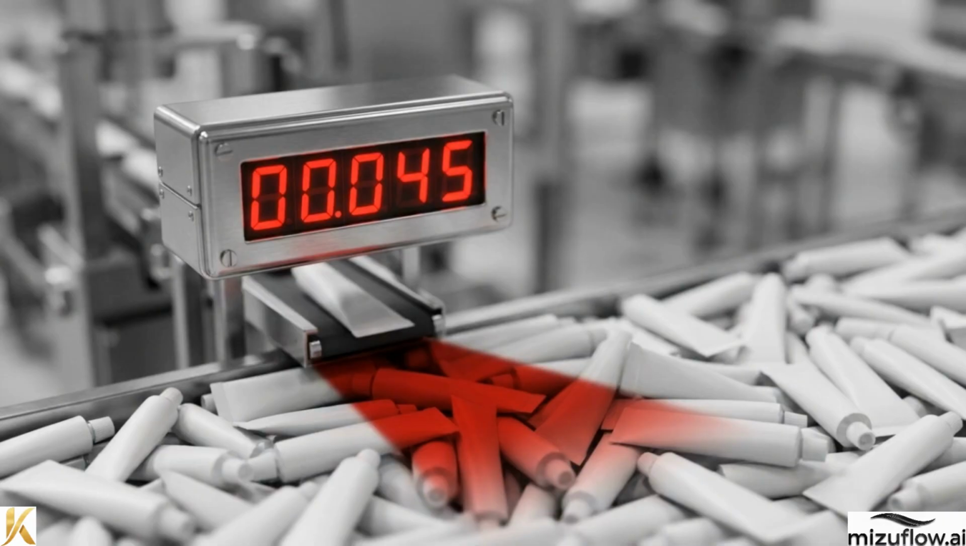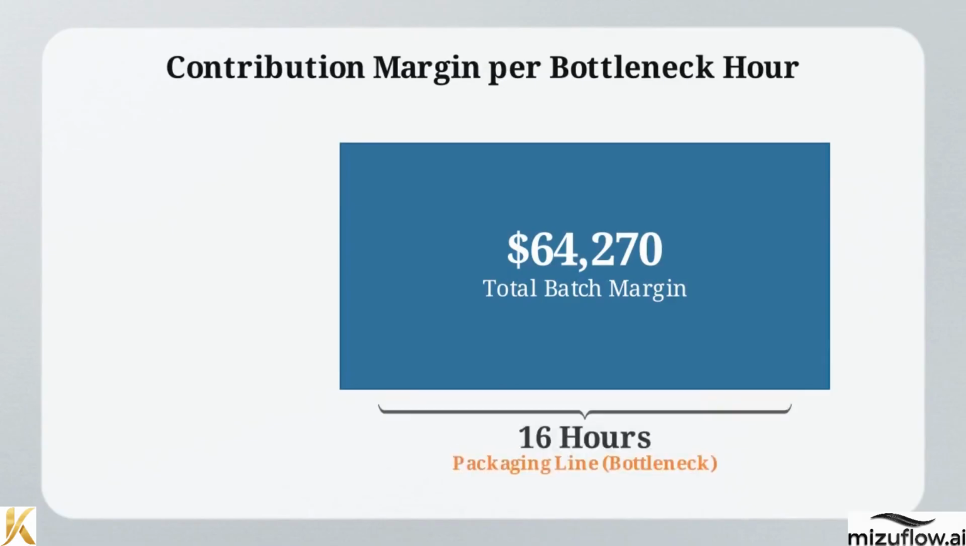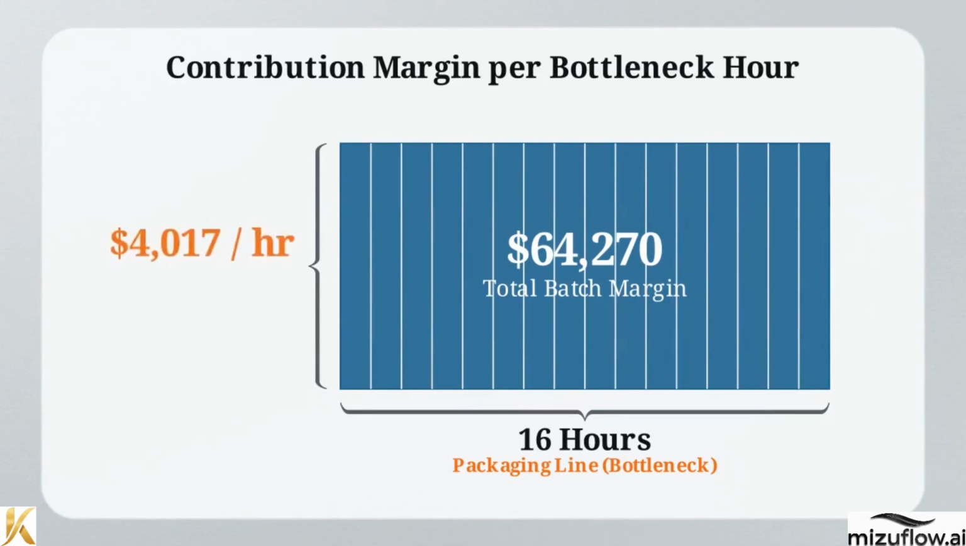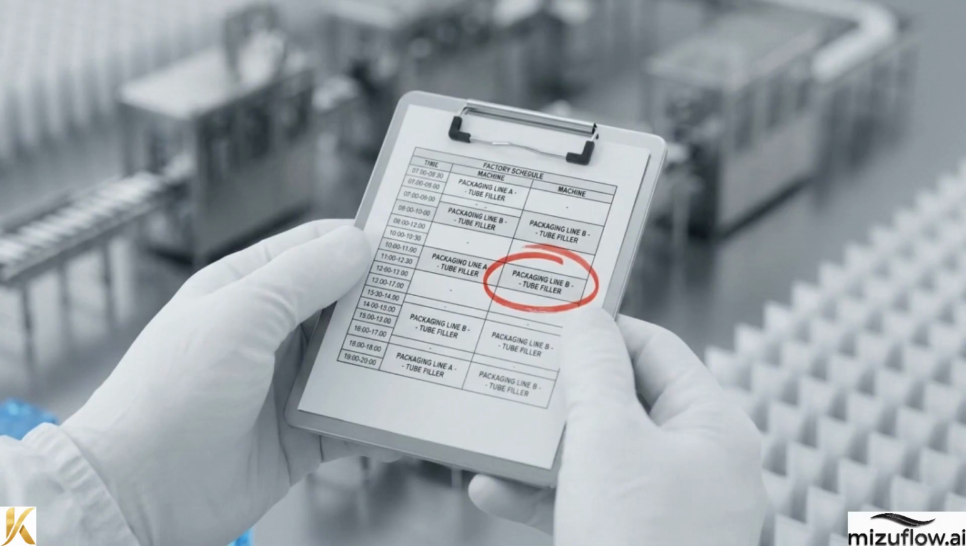When resources are constrained, total batch revenue is misleading. The only metric that accurately reflects production efficiency is contribution margin per bottleneck hour. If a specific product batch generates $64,270 in margin, but requires 16 hours on a constrained packaging line, the yield is exactly $4,017 per bottleneck hour. Pushing high-volume products through the factory is counterproductive if those items consume disproportionate time on constrained lines. Profitability is dictated entirely by how you schedule the bottleneck.